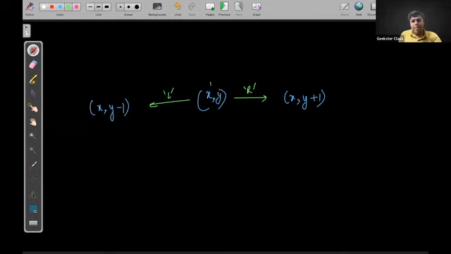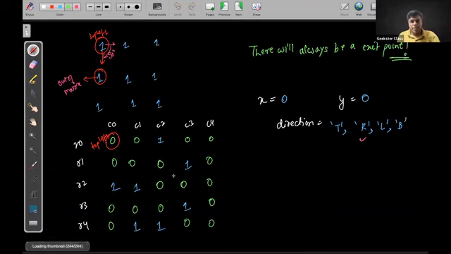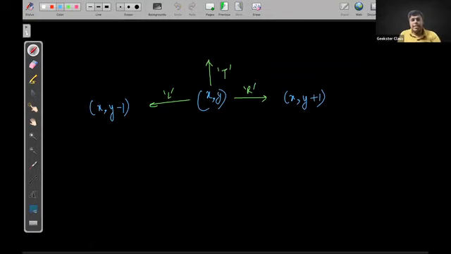Now similarly, if I am moving towards top, from this cell, let's suppose if this is 2, 2, up will be 1, 2. If I am moving from this cell towards top, 4, 4, moving up will be 3, 4. So moving up is decreasing the row, x minus 1, y, the column will remain same.